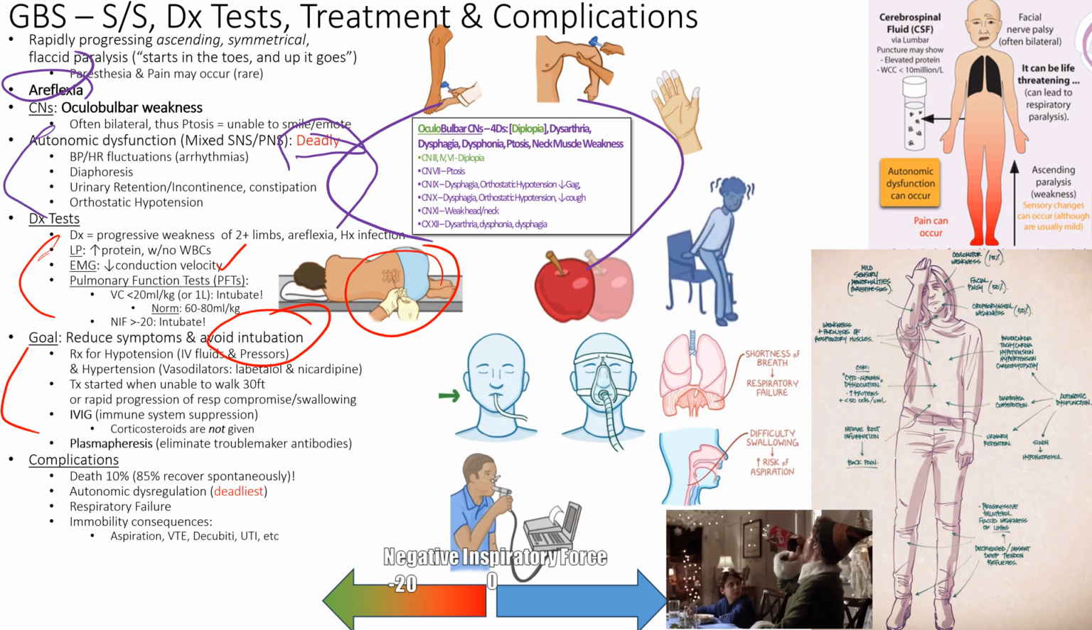We're going to make sure they have a good vital capacity, and also a good NIF, right? So a NIF that's good, and the vital capacity is good, right? So if it's less than 20 per kilo or less than a liter, they need to be put on a ventilator, okay? Also, remember, they can't handle the secretions.